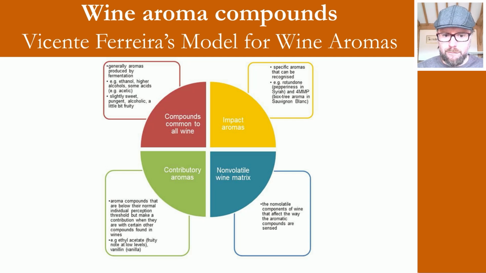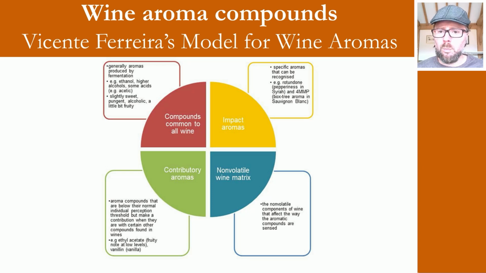We then have the non-volatile wine matrix. These may affect the way the aromatic compounds are sensed. We'll go through that a little bit later. The contributory aromas are below the normal individual perception threshold, but when combined with others, may actually impact the wine's style. So for example, ethyl acetate is very fruity at low levels, and things like vanillin as well, when, of course, oak comes into play.